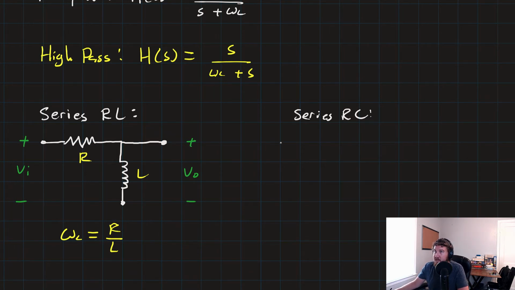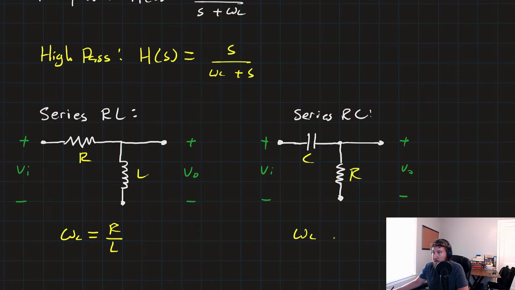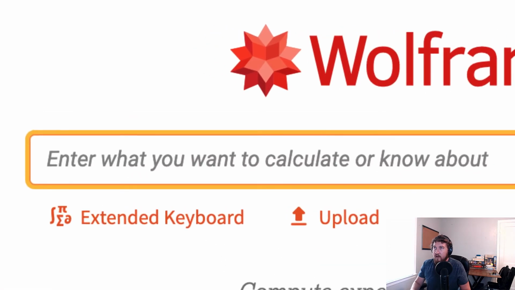And for the series RC, we again flip the location. We have the capacitor up top, and then we pull our V out off of the resistor. So plus minus V in, plus minus V out, we've got C and R, and just like before, omega c is equal to 1 over RC. So let's go ahead and flip over to Wolfram Alpha, and we'll see how we just change the equation and things work out just fine.